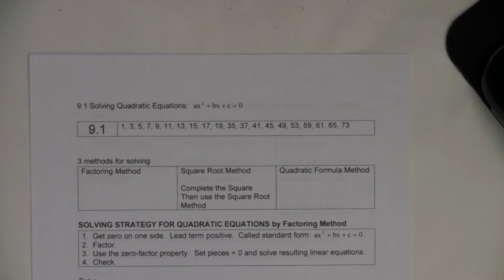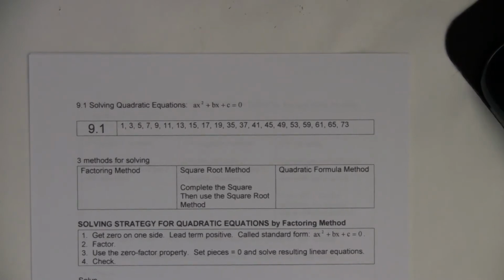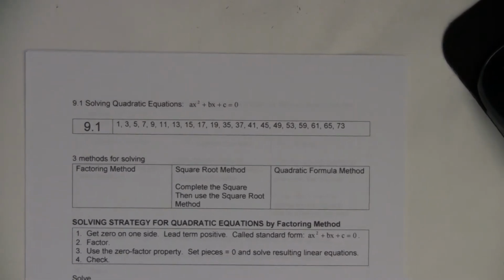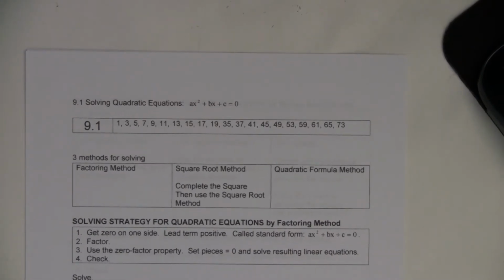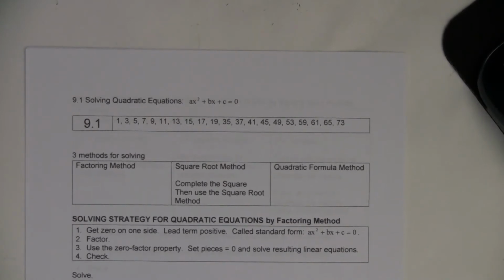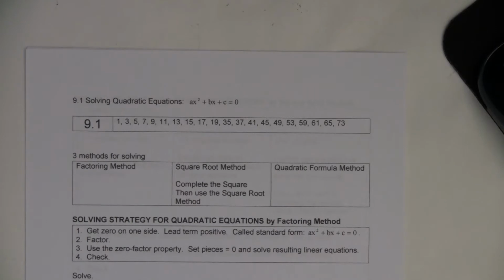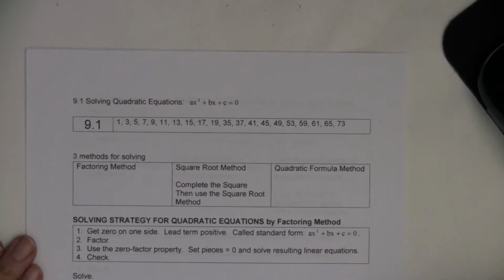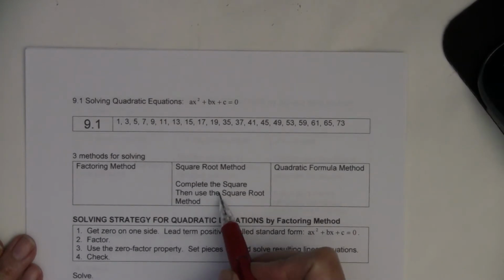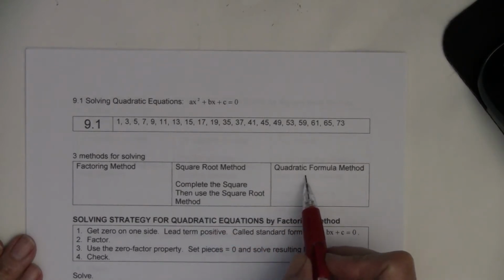We learned it in, I can't remember what chapter at this moment, but it was the chapter where we learned to factor. So we learned the factoring method. There's actually three methods of solving a quadratic equation. There's factoring, there's the square root method. Going with the square root method is completing the square and then using the square root method. And then there's the quadratic formula.